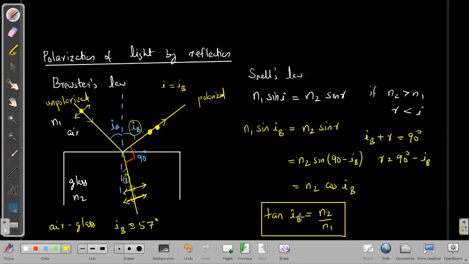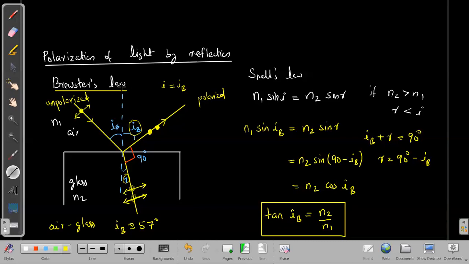So what I have written here is how, by knowing the refractive index, we can calculate the Brewster's angle, and the reverse can also be done. If you know the Brewster's angle, you can calculate the refractive index. So that is one of the applications of Brewster's law. Okay, so that's all about Brewster's law for the time being.